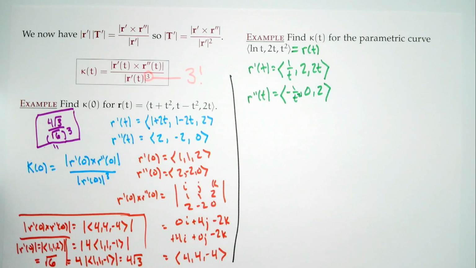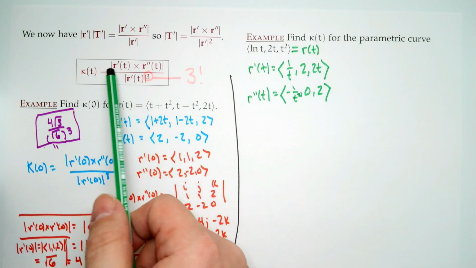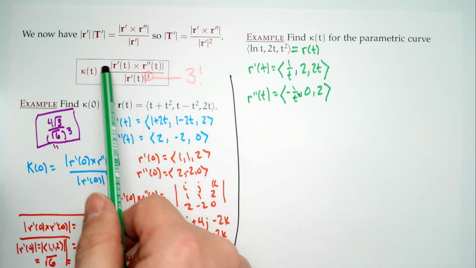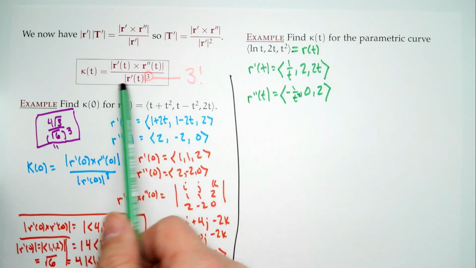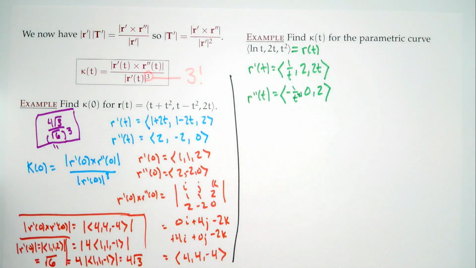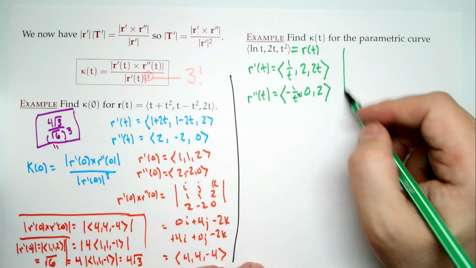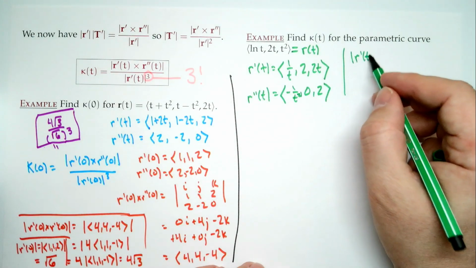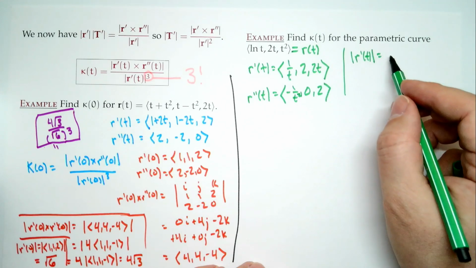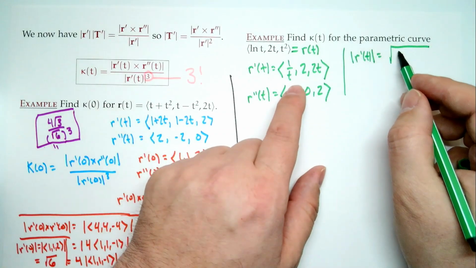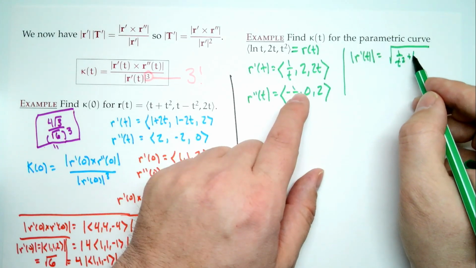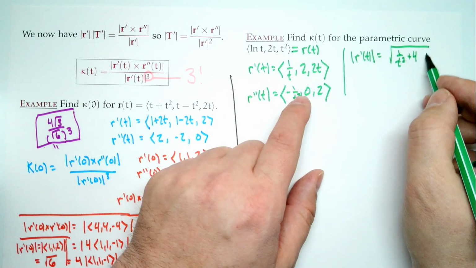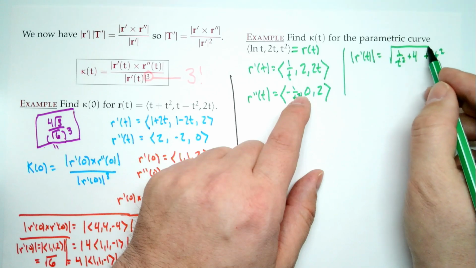Now, we really have two next steps, and we can do them in more or less any order. The two next steps are find the cross product, and then its magnitude, and we also have to find the magnitude of the derivative. Let's do the magnitude of the derivative really quick. Hopefully that's nice. So magnitude of r prime of t, that's going to be the square root of 1 over t squared plus 4 plus 4t squared.